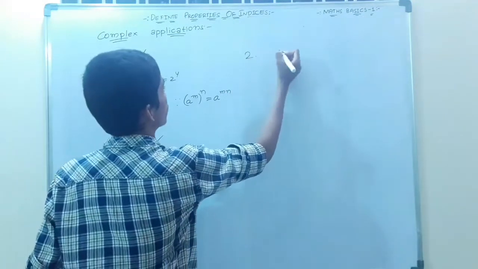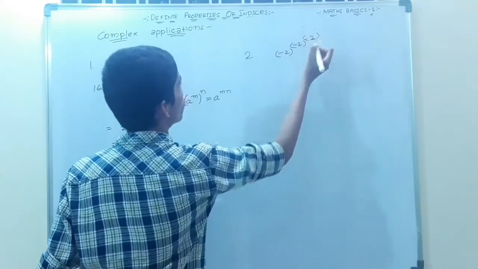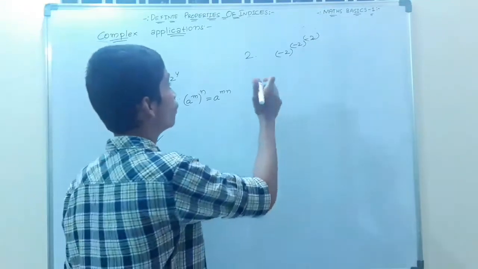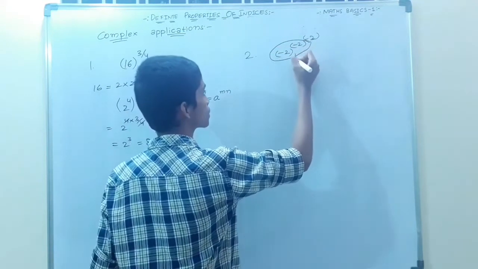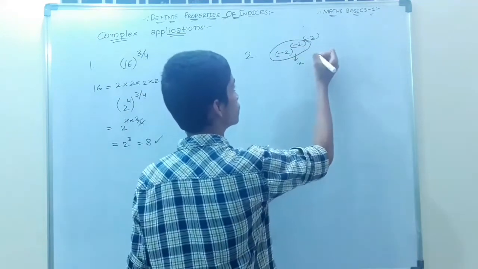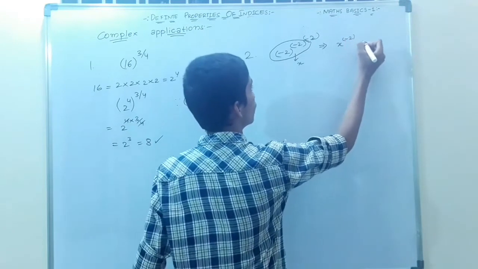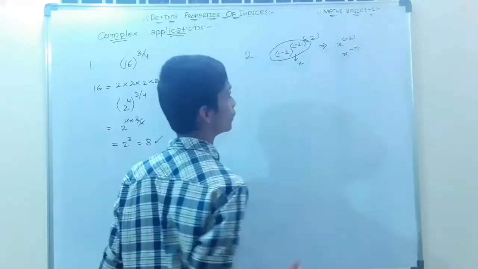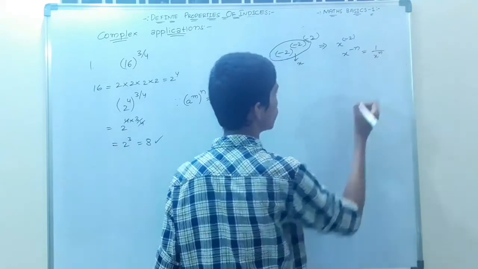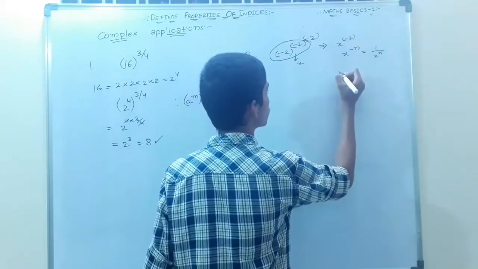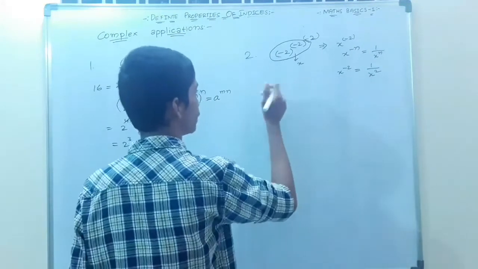And coming to the second one, minus 2 power minus 2 power minus 2. No need to worry about this question, we are solving it very easily. Let's take this part as x, and by this we get x power minus 2, that is x power minus n. We have a formula that x power minus n is equal to 1 by x power n, so x power minus 2 is equal to 1 by x square, and we will apply the same formula here.